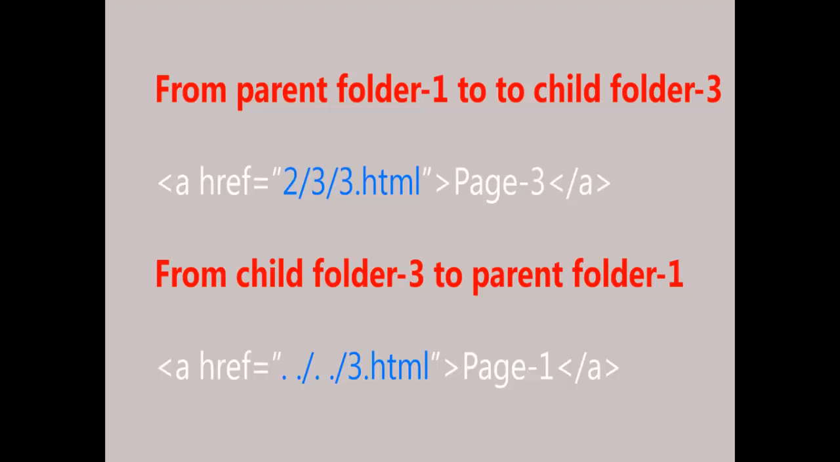So to sum it up, if we want to go up to the parent directory, we write dot dot slash. If we want to go 2 directories up, we would write dot dot slash 2 times. Likewise, if we want to go down to the child directory, we write the directory name, then slash, and then the file name.